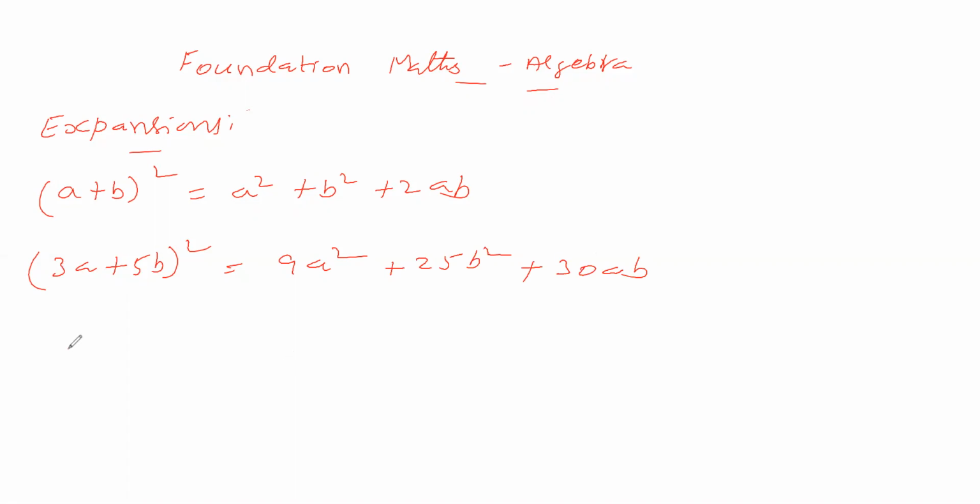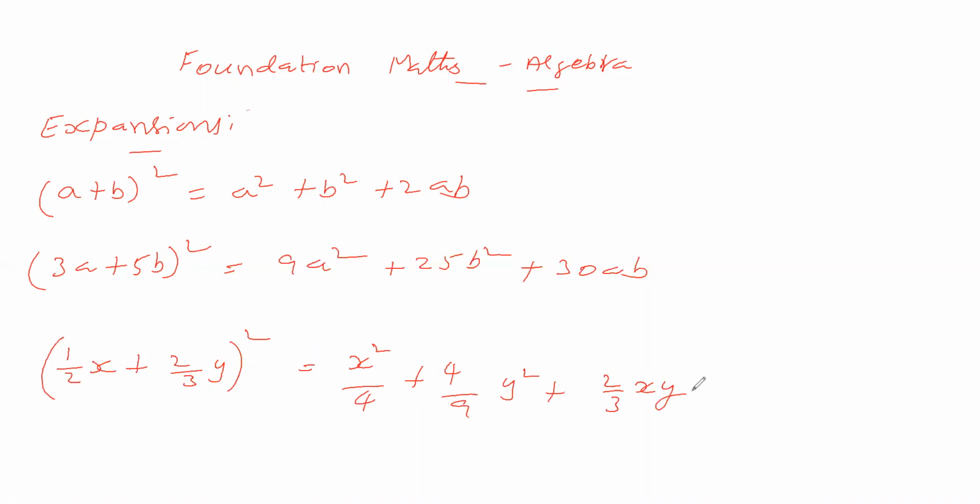Next we will take another sum. We will take 1 by 2x plus 2 by 3y whole square. First we will square this one, we will get x square by 4. Then we will square this one, so 4 by 9 y square. Then we will multiply these two with 2, so we will get 2 by 3 xy. We got this one. Okay.